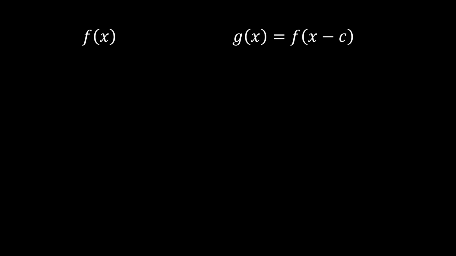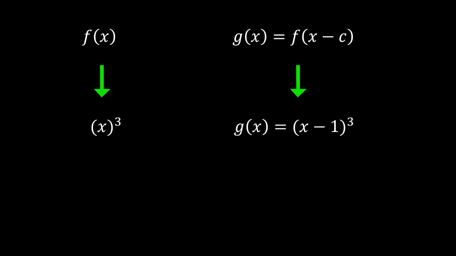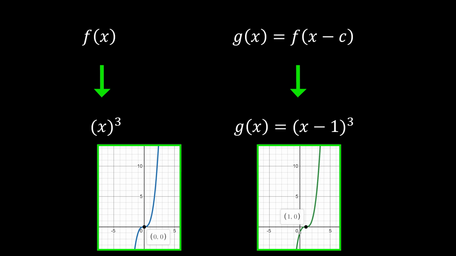In the same way, if I change my input from x to x minus some real number, then I create a new function g of x that is f of x shifted to the right. For example, if f of x is the cubic function and I change the input to x minus 1, then I've created a new function g of x that is the cubic function but shifted to the right by 1 unit.